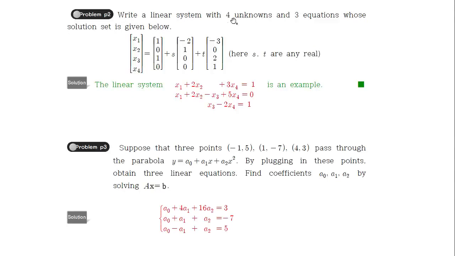Write a linear system with 4 unknowns and 3 equations whose solution set is given below. Then from here, you can easily build up and find the equation that has the solution like this.